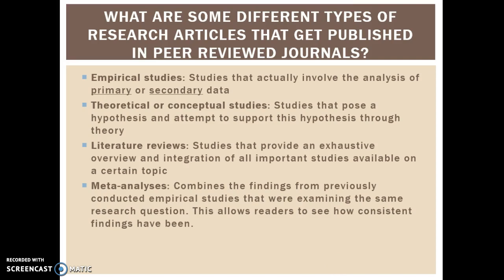What are some different types of research articles that get published in peer-reviewed journals? So in a peer-reviewed journal, you can find different types of articles. Empirical studies, which is what we spent the first part of this lecture talking about, so empirical studies that used data, they analyzed the data, and then reported on their findings. Empirical studies are very common in peer-reviewed journals.